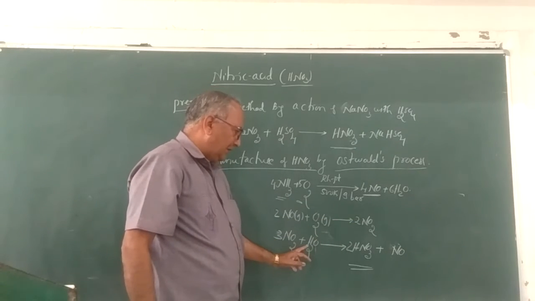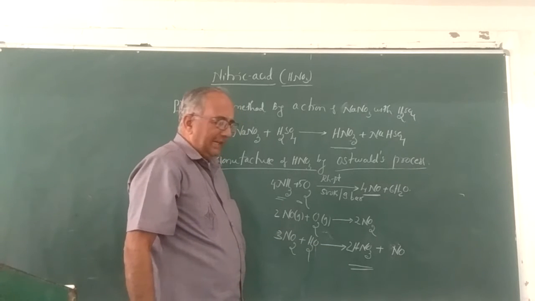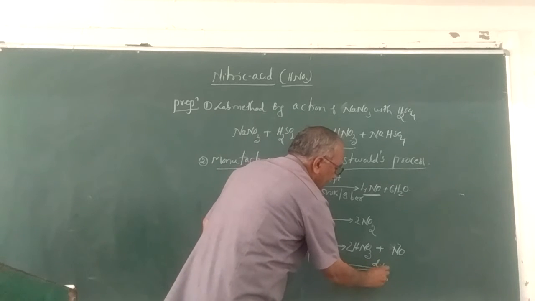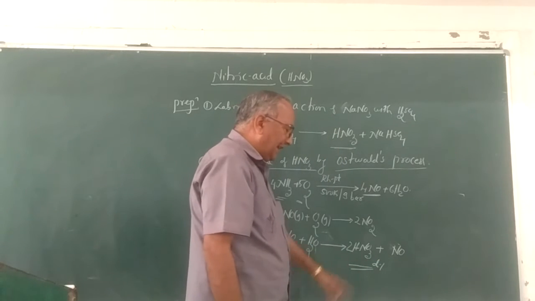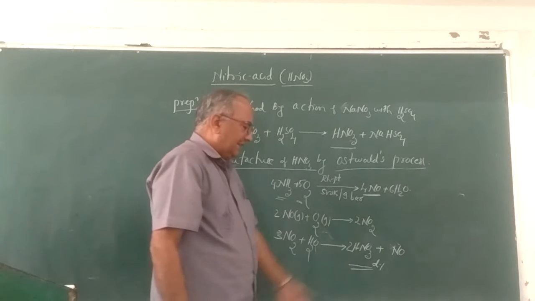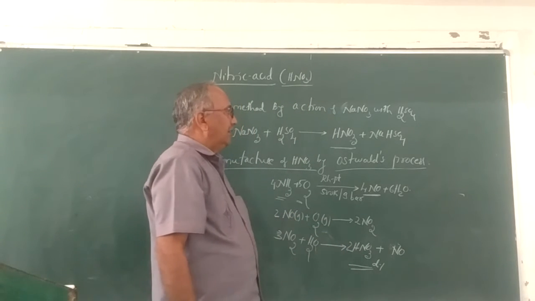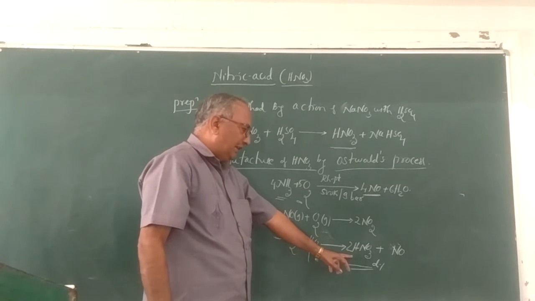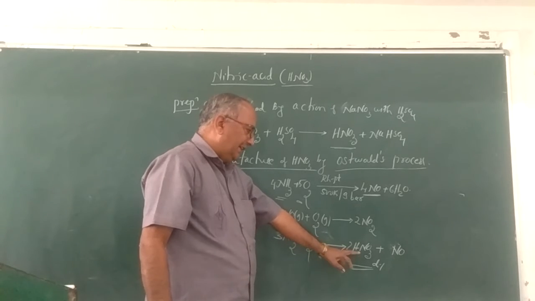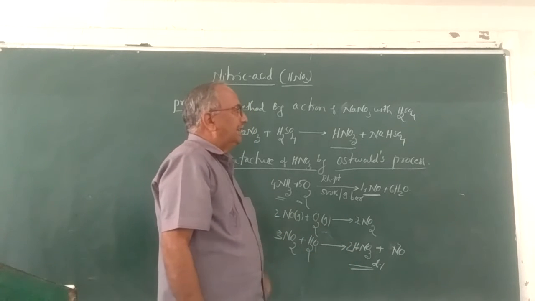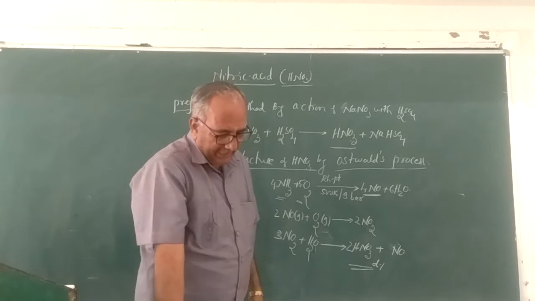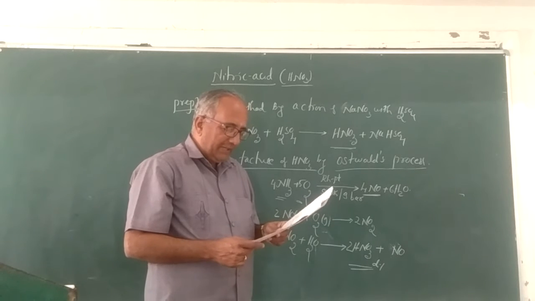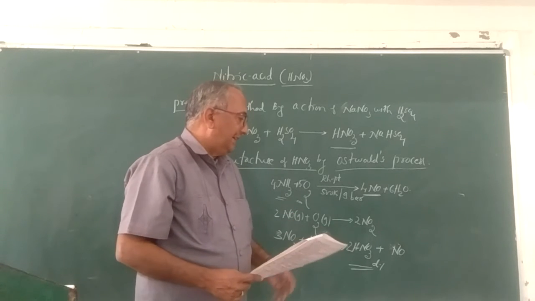That nitrogen dioxide is absorbed by water to form nitric acid, and this is called very dilute nitric acid. This nitric acid is concentrated on distillation. We get 45% nitric acid called dilute nitric acid. This is very dilute nitric acid, 10 to 15%. Then on further distillation we get 68% nitric acid. Then again on fractional distillation we get 98% nitric acid.